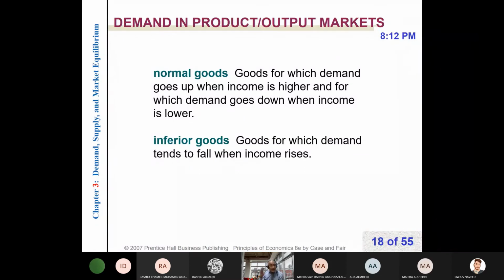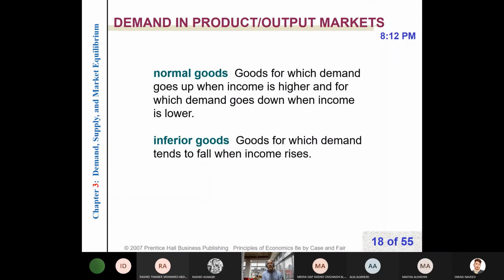So for this reason, if my income increases, I will buy less bread. If my income decreases, I will depend totally on bread because I cannot buy a variety of food. So demand for bread will increase.